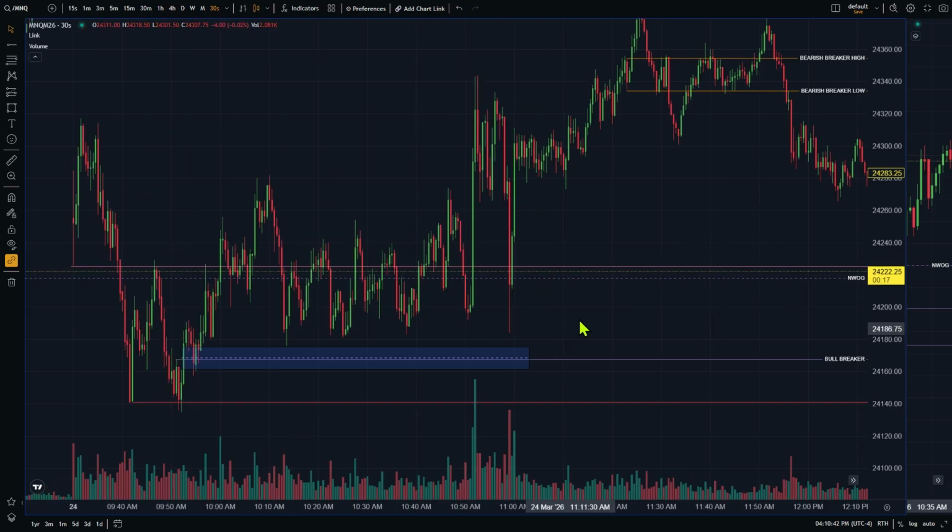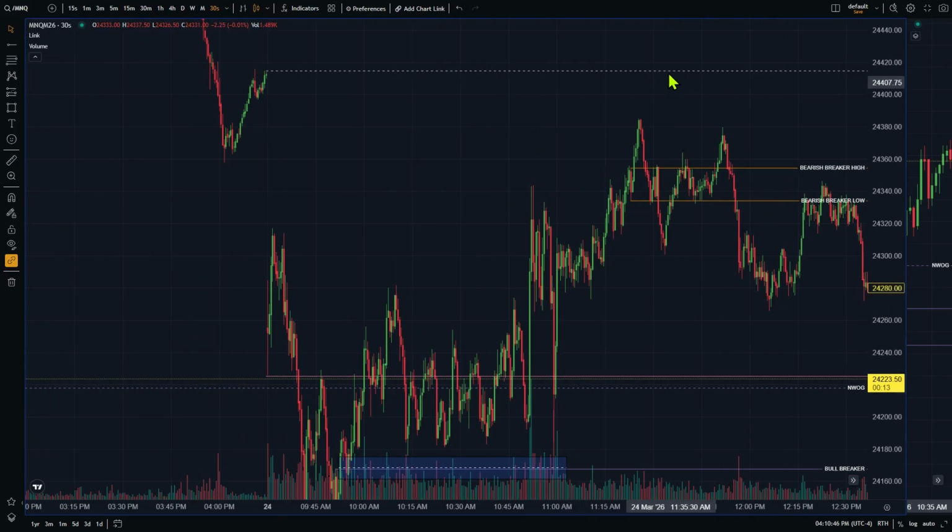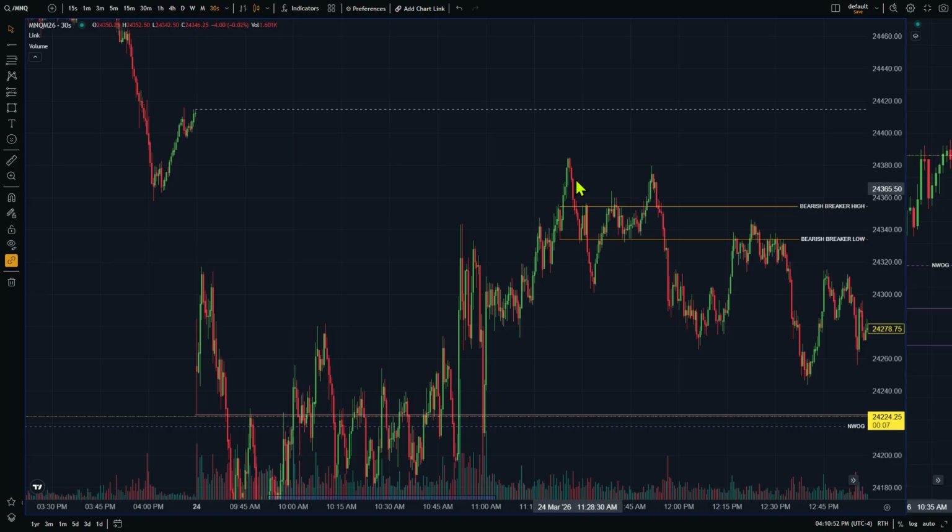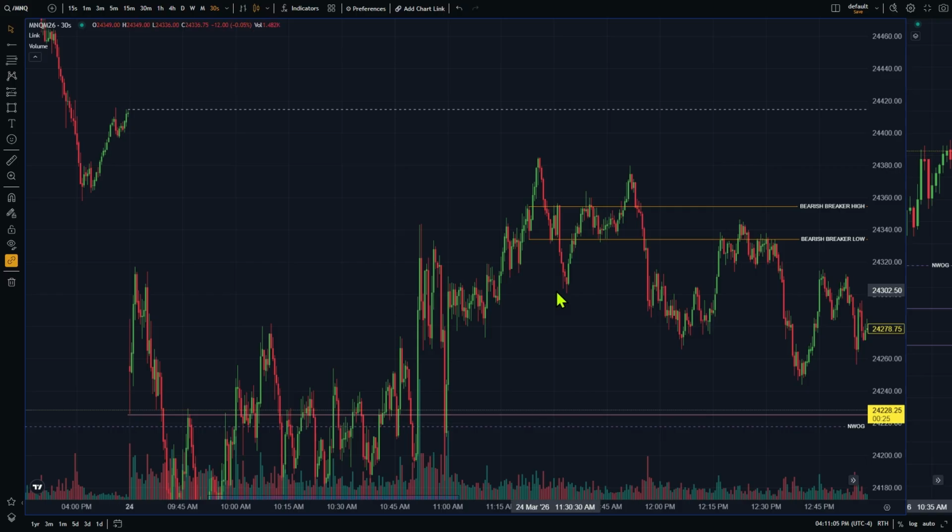So we're still respecting the breaker, still respecting that fair value gap, and we go up, and I'm thinking now, hey, we're going to settlement. Chop city. And finally, we push to settlement. We just don't make it. Pullback. Fast, hard. These are big pullbacks, like 80-point pullbacks.